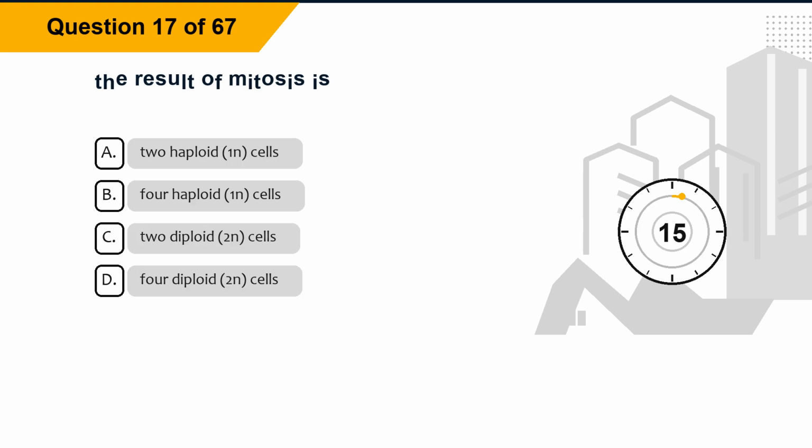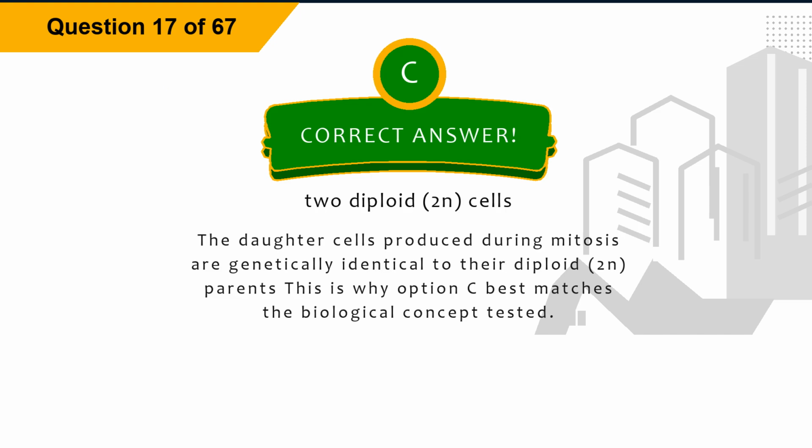Question 17. The result of mitosis is option A, 2 haploid, 1N, cells. Option B, 4 haploid, 1N, cells. Option C, 2 diploid, 2N, cells. Option D, 4 diploid, 2N, cells. The correct answer is option C, 2 diploid, 2N, cells.